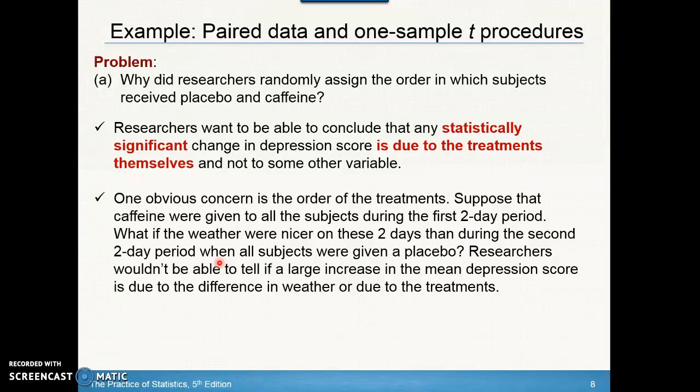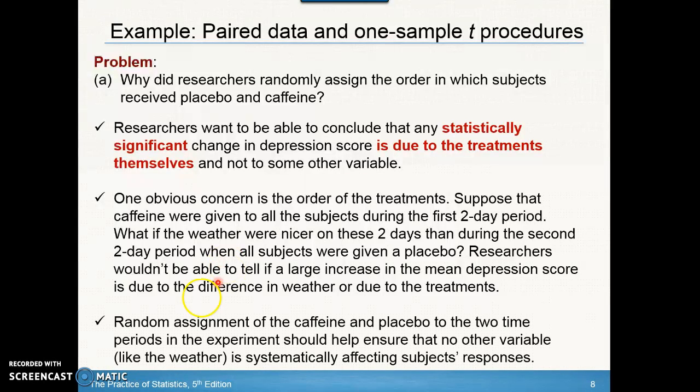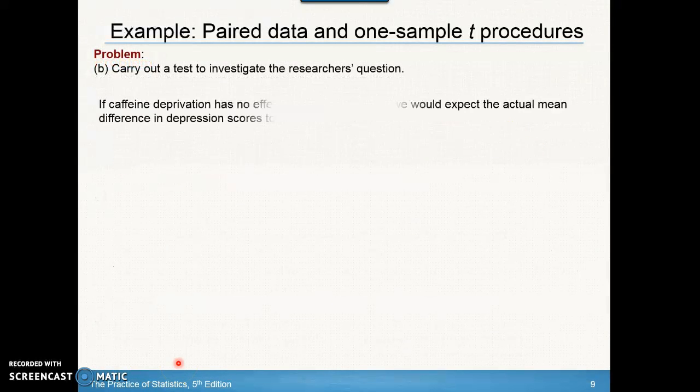So we wouldn't know, hey, is it the fact that they didn't get caffeine or they're just more depressed because the weather is not as nice? Random assignment of the caffeine and the placebo to the 2 time periods in the experiments would also help ensure that no other variable like weather is affecting the subject's responses. All right, so let's carry out a test to investigate the researcher's question.